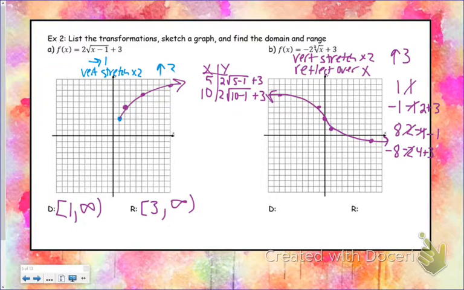Knowing your transformations, you can see what's happened here. This graph has been stretched by 2, it has been reflected over the x, and then we also have shifted it up 3. And domain and range for these cube roots should hopefully be pretty simple: negative infinity to infinity for all of our cube roots.